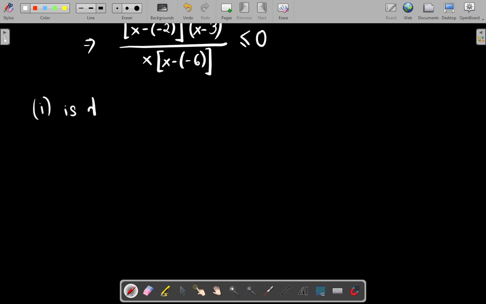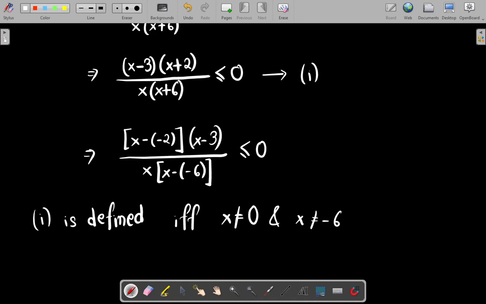Inequality 1 is defined if and only if x is not equal to 0 and x is not equal to minus 6. Because if either of these terms becomes 0, this becomes meaningless. Something divided by 0 is not defined in the real number system.